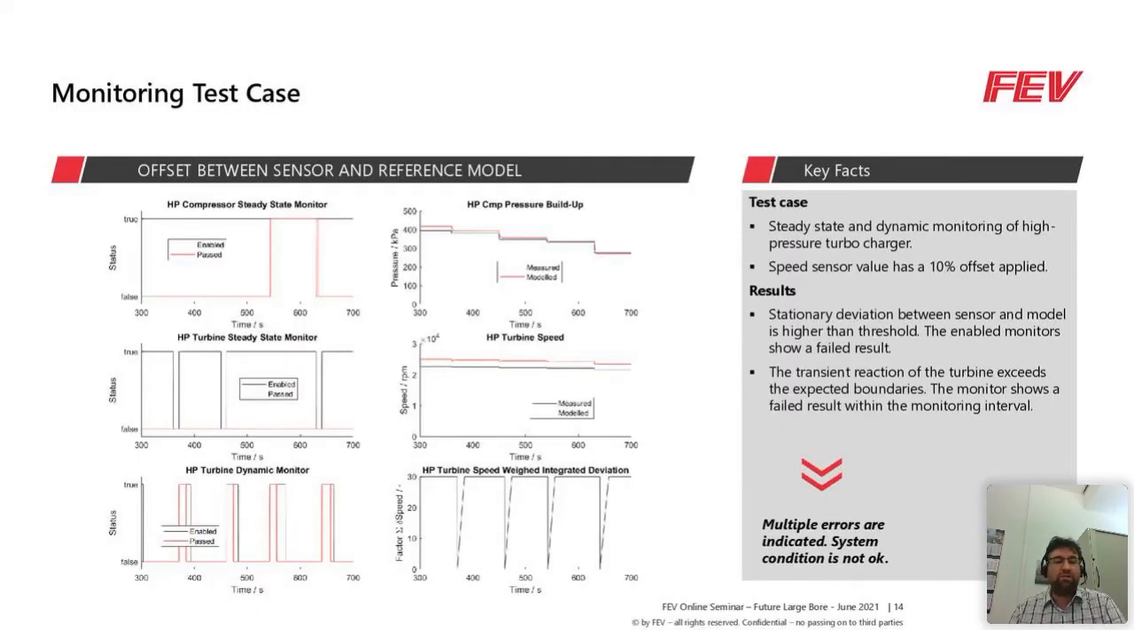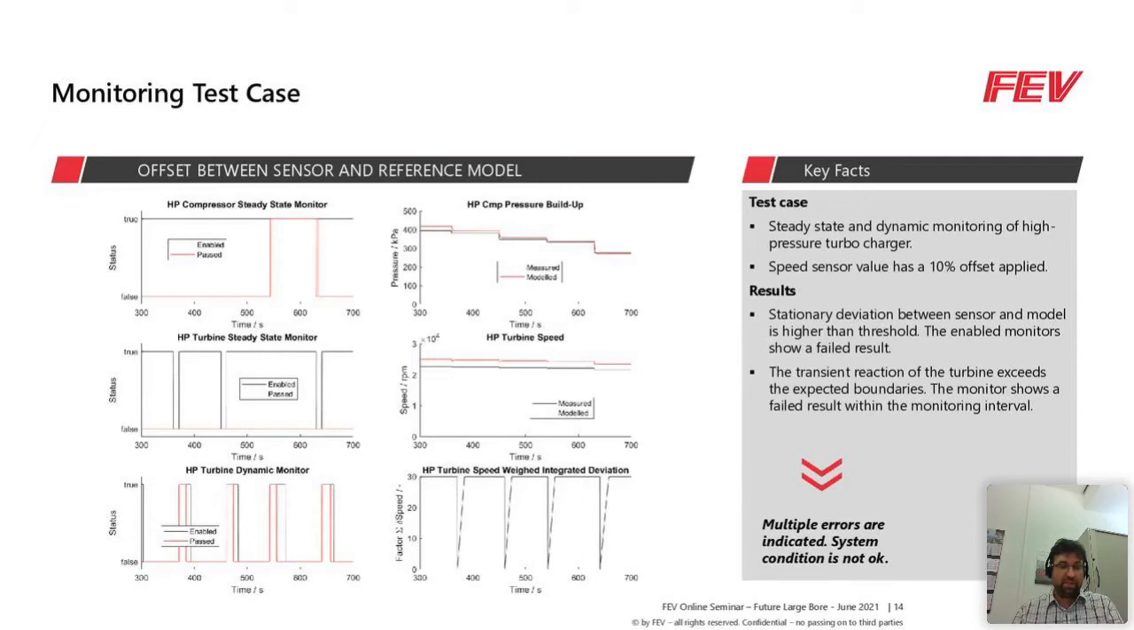On this slide, you can see a test case that we have set up for such a system. What we can see here is 3 different monitor types. On the upper part, we have the compressor monitor for steady state operation. The middle line is the turbine monitor for steady state operation. And in the lower part, we have the turbine monitor for dynamic operation. And in this specific test case, we have applied an offset on the turbocharger speed sensor of about 10%.